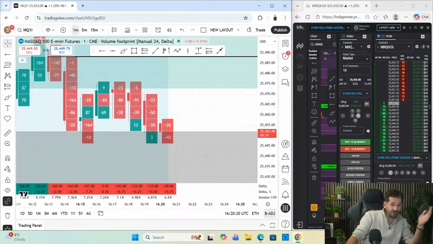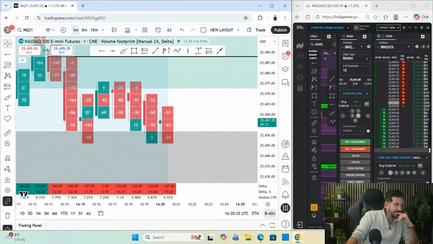I've got my finger ready to exit should I see something I don't like. If it doesn't look good at the bottom of the range, you're going to get other people like me then be like, okay, I'm getting out and then I'll get back in. That's going to happen as well.